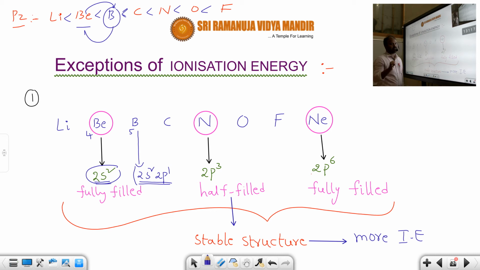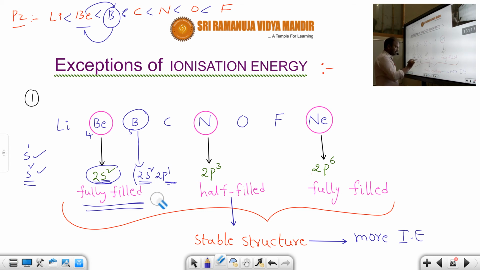Also, s containing 1 electron is more stable. According to Hund's rule, half-filled or fully filled structures are more stable. So s containing 1 electron is stable, and s containing 2 electrons, meaning the s orbital is fully filled, is stable. But in boron, 2p1 is present. I made it very clear: p containing 3 electrons in the valence shell, or p containing 6 electrons, is more stable. In the remaining cases it is unstable.